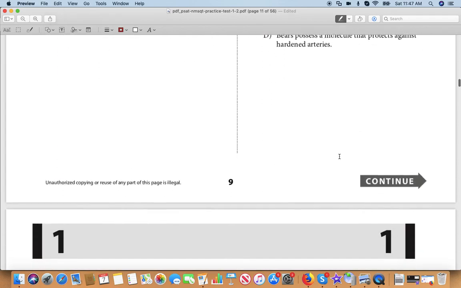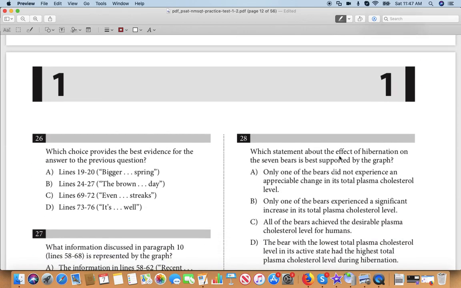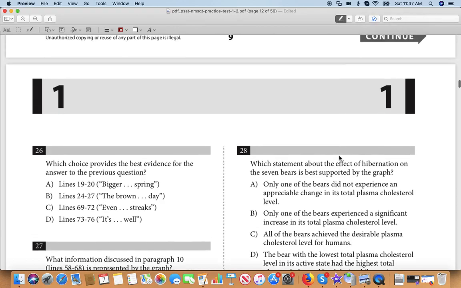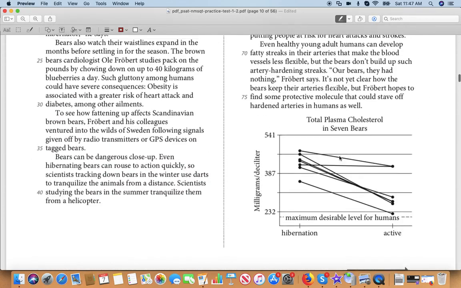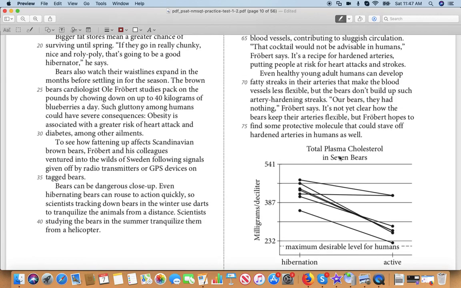Yeah. Look at 26. 73 through 76? I believe that's what it was. It might be right before that. Check it out. 73 through 76. No. Read it. It's not yet clear how the bears keep their arteries flexible, but Frobert hopes to find some protective molecule that could stave off hard arteries in humans as well.